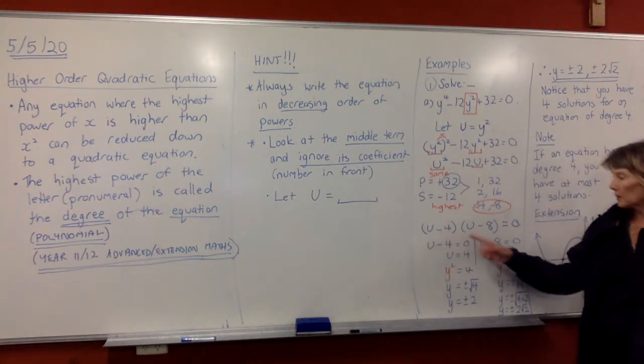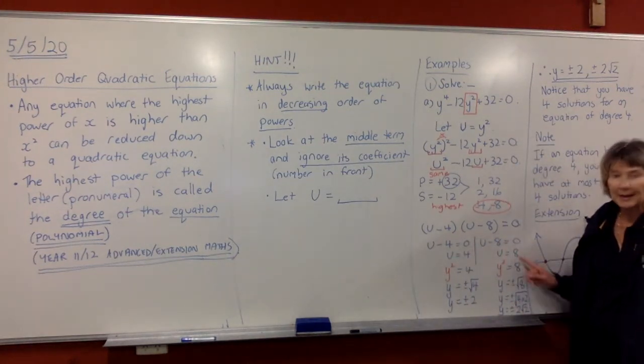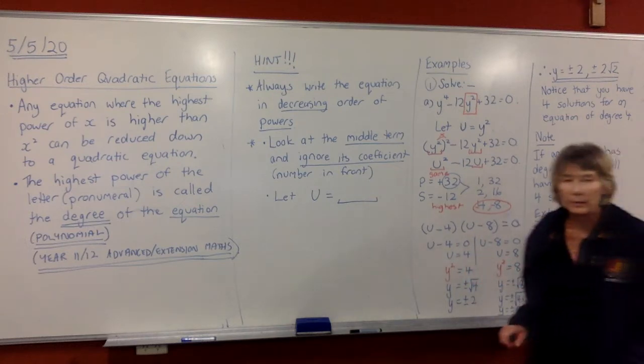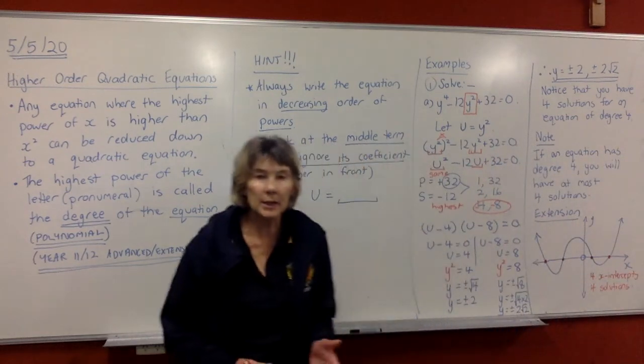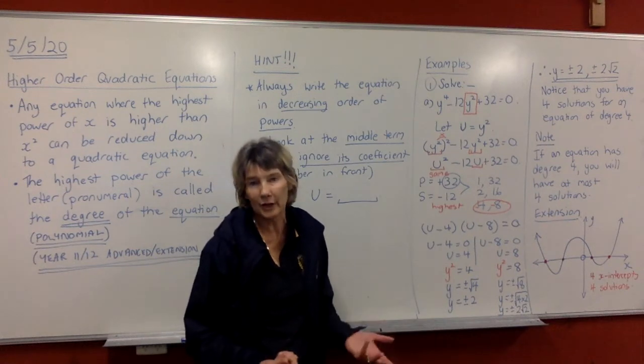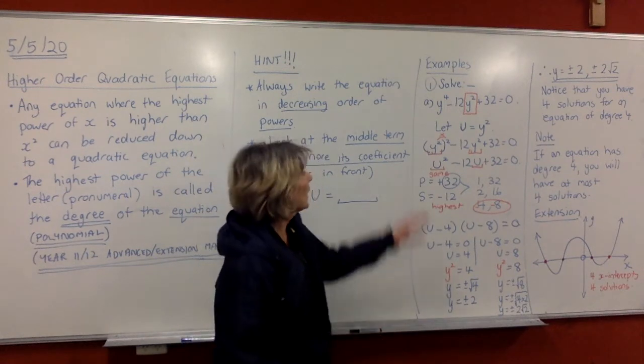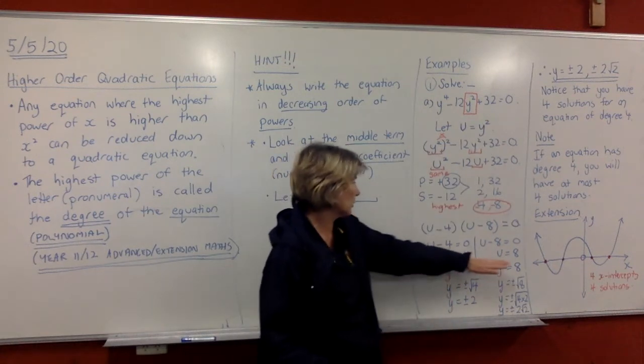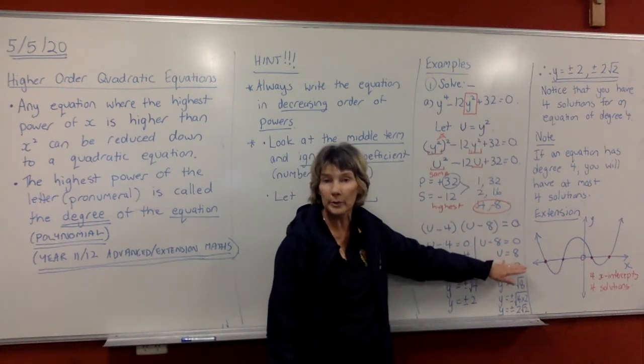So we have u minus 4 equals 0 and u minus 8 equals 0. If you solve those two, you get u equals 4 and u equals 8. When you get to there, don't just stop and think you've finished the question. You haven't. They've asked you to solve an equation that had y in it. You can't tell them that the answer is u equals 4 and u equals 8.